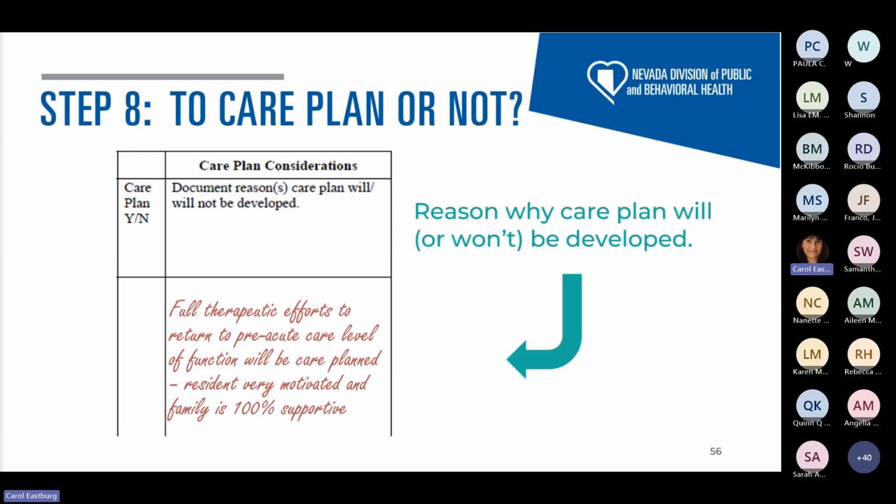Mr. R will have a robust care plan for ADLs and functional rehab so he can return to as close to his former status of independence as possible. And we see here in the care plan considerations, full therapeutic efforts to return to pre-acute care level of function will be care planned. Resident is very motivated and family is 100% supportive.